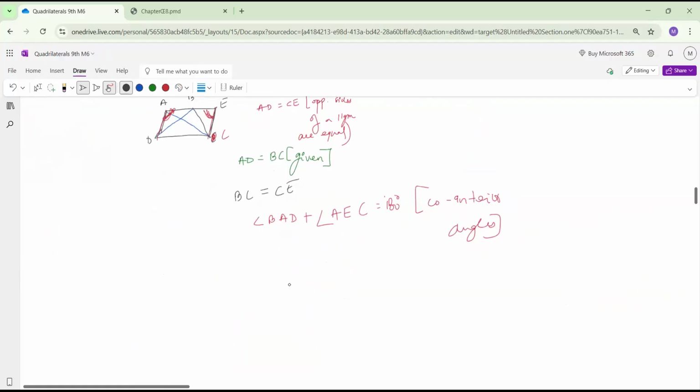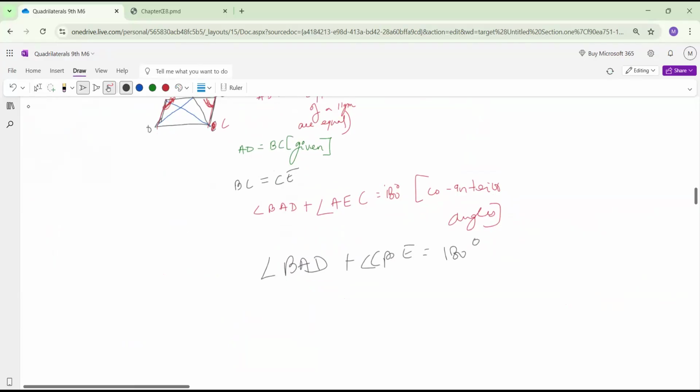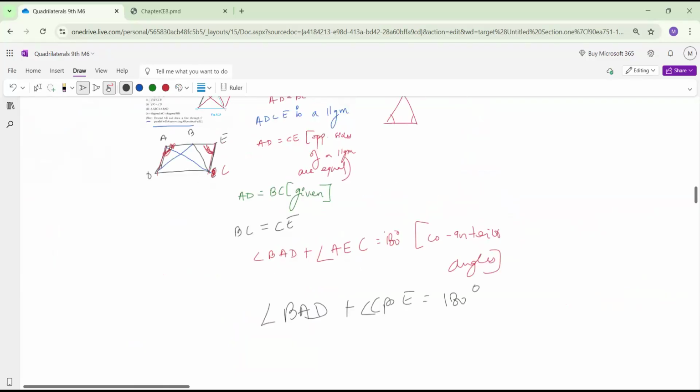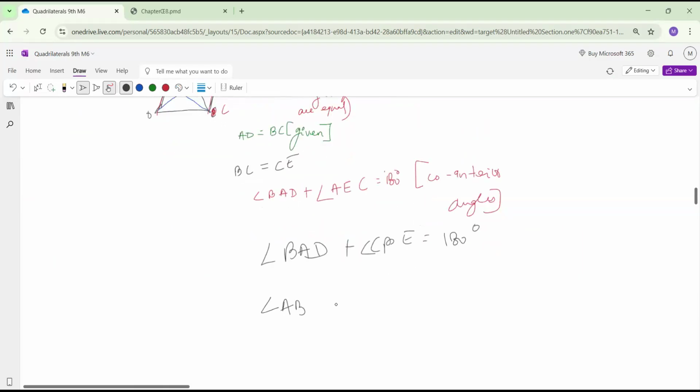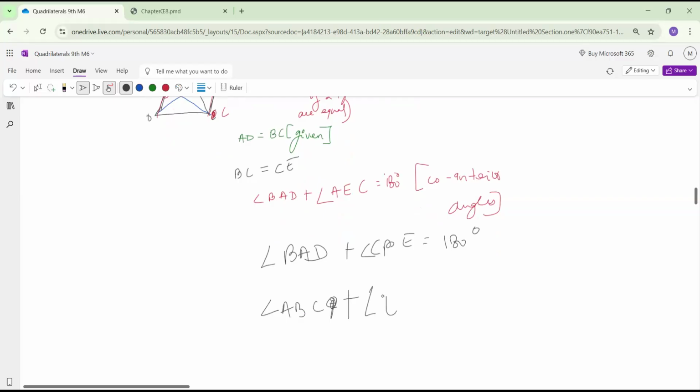So, bacha, I can write angle BAD plus angle, instead of this, I'm going to write angle CBE is equal to 180. Now, bache, we also know that angle ABC, this one, plus angle EBC, this is also 180. Angle ABC plus angle EBC is equal to 180 degrees because of linear pair.